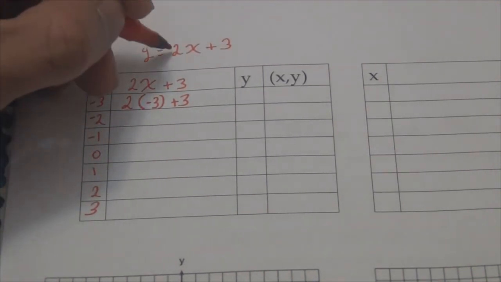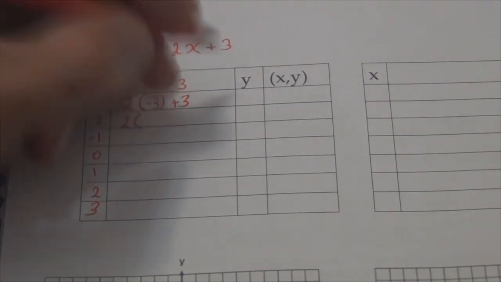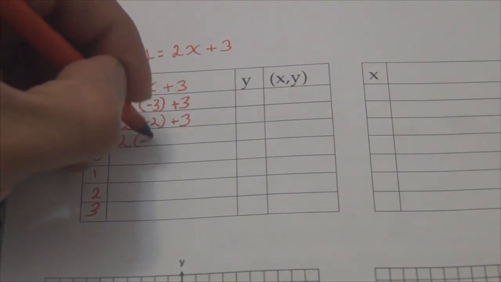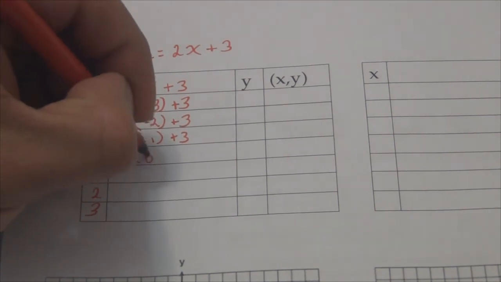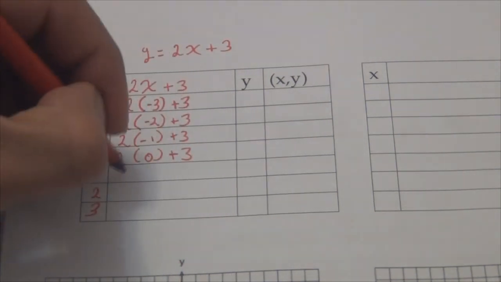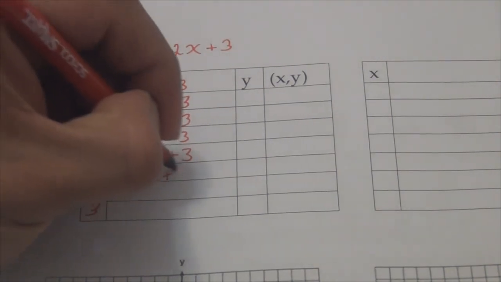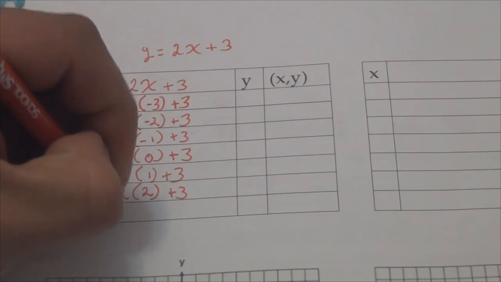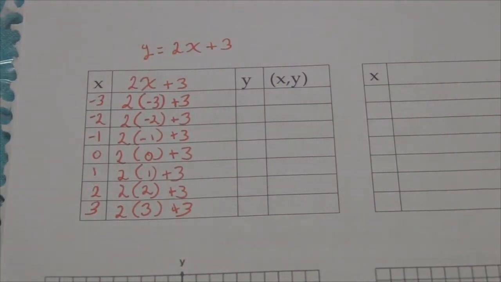Again, 2 is already there. You see, it's always there. So it's 2 times the value of x, which in this case is -2 plus 3. 2 times -1 plus 3. 2 times 0 plus 3. 2 times 1 plus 3. 2 times 2 plus 3. 2 times 3 plus 3. Okay? And now we're going to calculate those values.